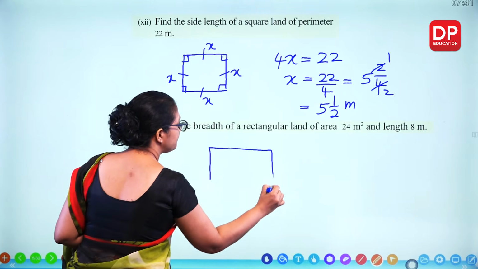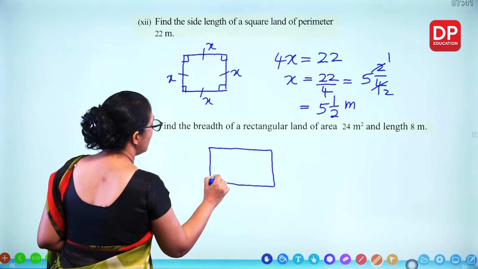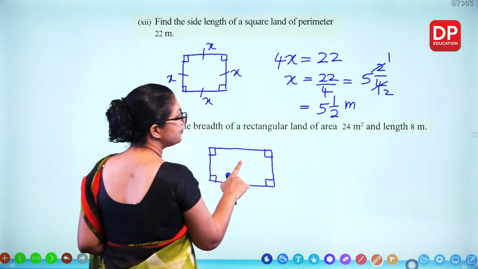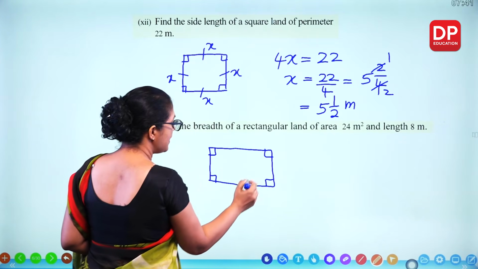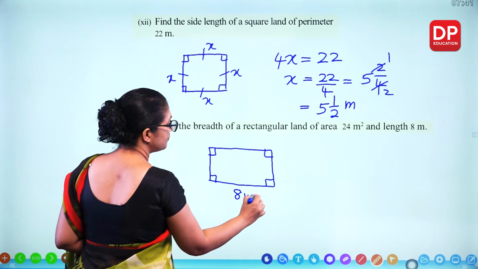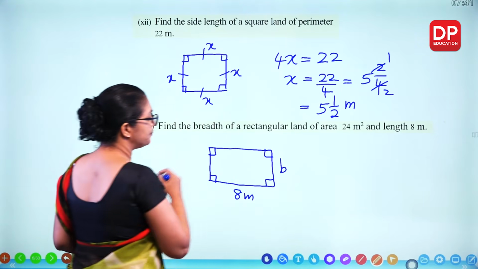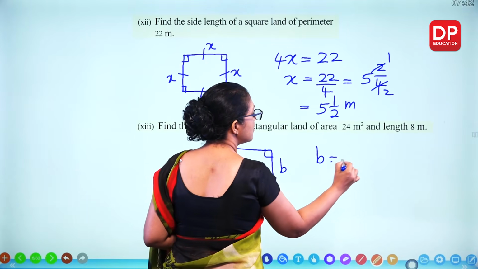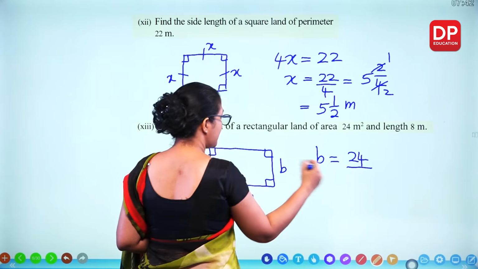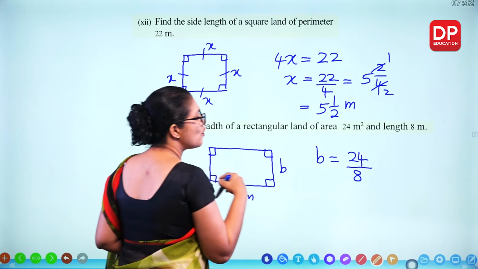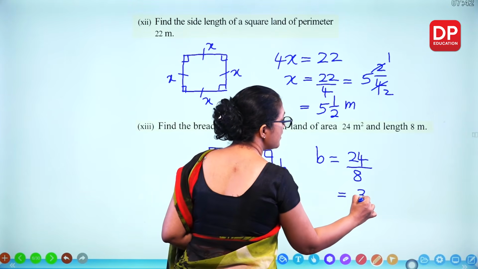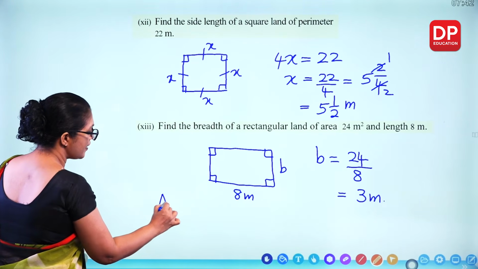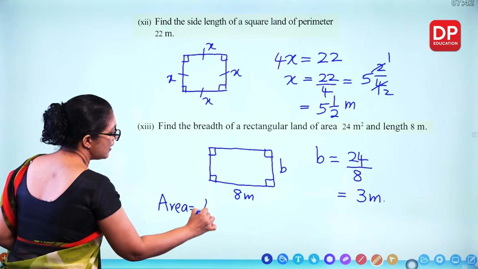Find the breadth of a rectangular land of area 24 square meters and length 8. In this one, not a square. This is not a square. This is a rectangular land. Area is 24. Length is 8. If breadth is b, so how do you find out the breadth? Area divided by length. So 24 divided by 8, that's 3 meters. Because we know area is equal to length into breadth.